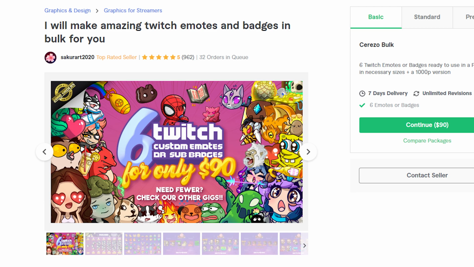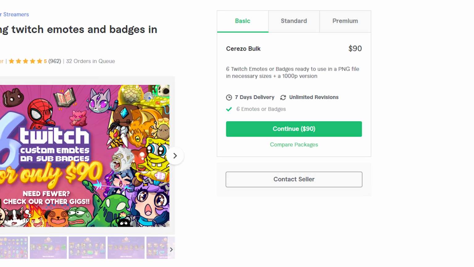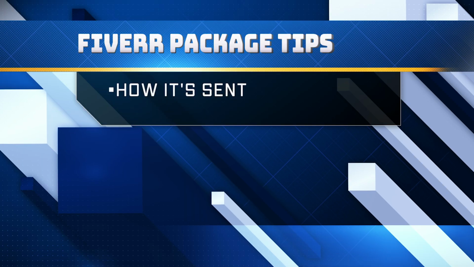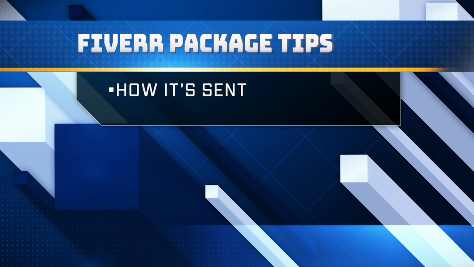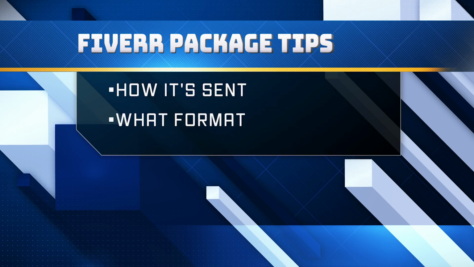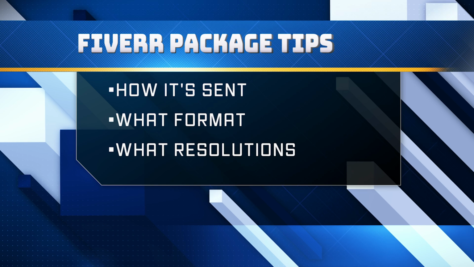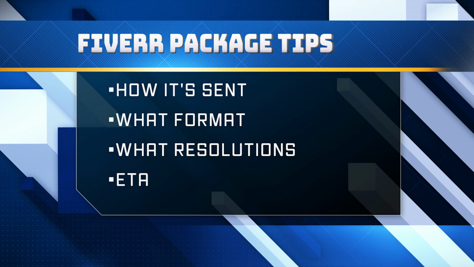When it comes to selecting a package, there's generally 3 that are offered in tabs: a low, a medium, and a high tier. Now, you decide on which one is best for you, because obviously it depends upon your budget and what you want. But within those tiers, I want you to be on the lookout for some key things that are mentioned. You want to look to see how they send it to you, what file format they send it to you in, what resolutions you get, an ETA for completion, and if you are in a rush, don't be afraid to contact the seller to see if they have a rush option.